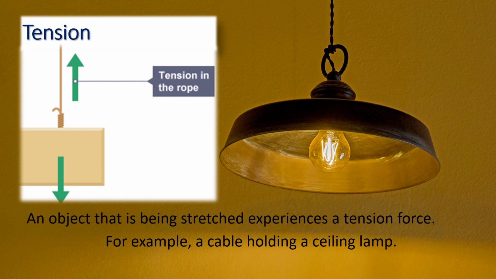An object that is being stretched experiences a tension force. For example, a cable holding a ceiling lamp. We can see that the tension in the rope is in the opposite direction to the direction of the weight.